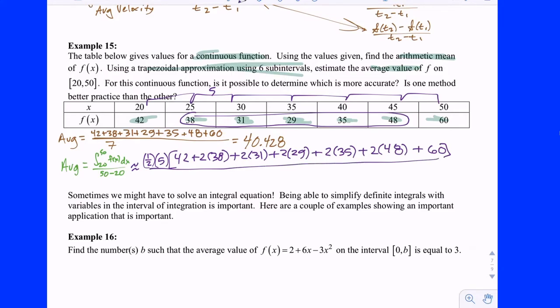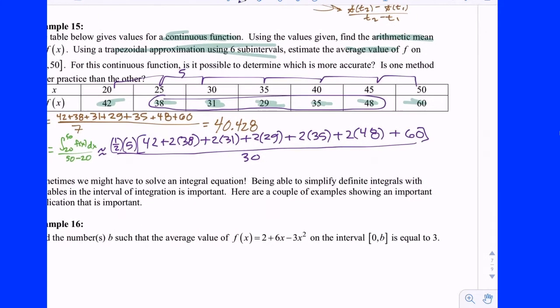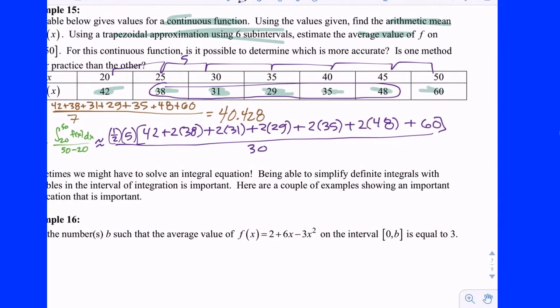And we divide that by, now we can show 30.